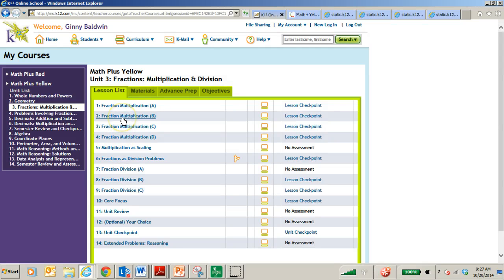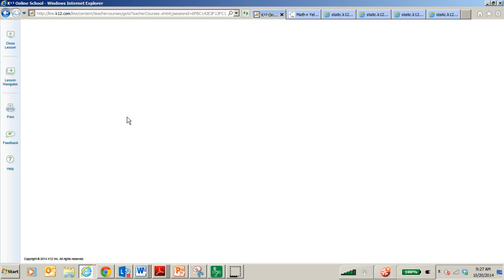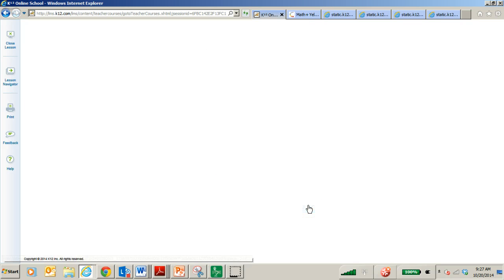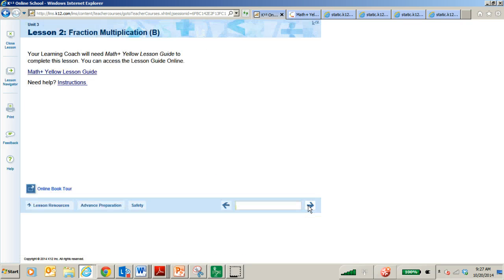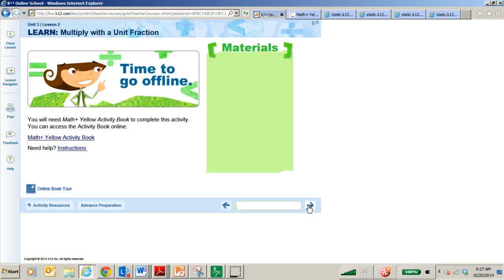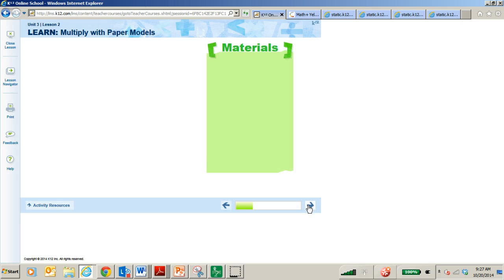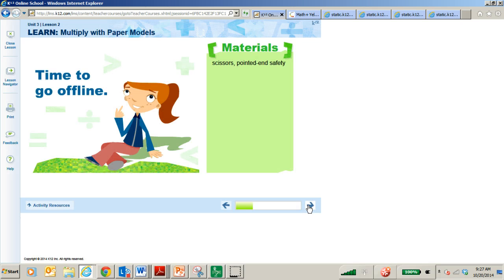Now it's time to focus on Lesson 2 in Unit 3 on fraction multiplication. This lesson expands on what was taught within Lesson 1, but we are going to continue with simplifying fractions and understanding how to multiply by a unit fraction.